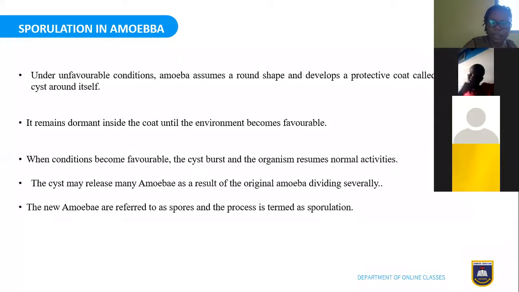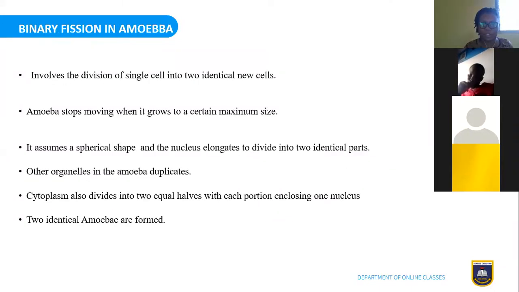All right, so back to binary fission. I said that binary fission in amoeba is also a form of asexual reproduction. I believe you all know what asexual reproduction is. Asexual reproduction involves one parent to produce what? New offspring. So we said amoeba goes through asexual reproduction by means of either binary fission or sporulation.